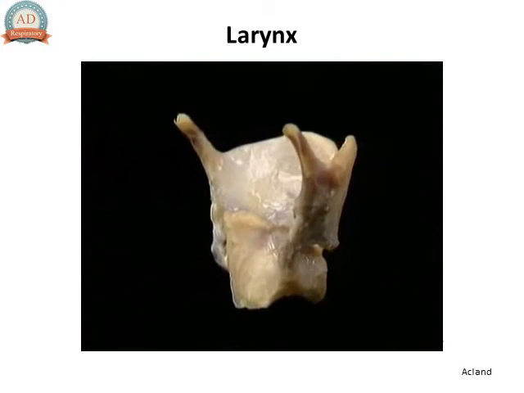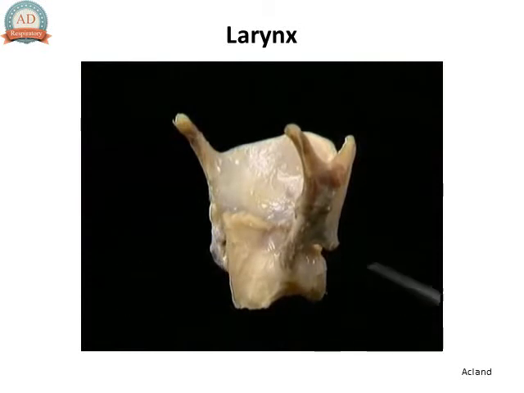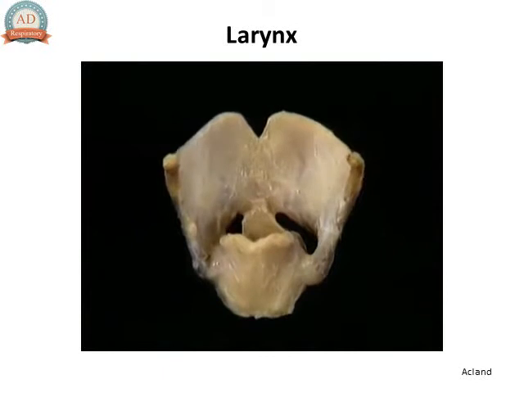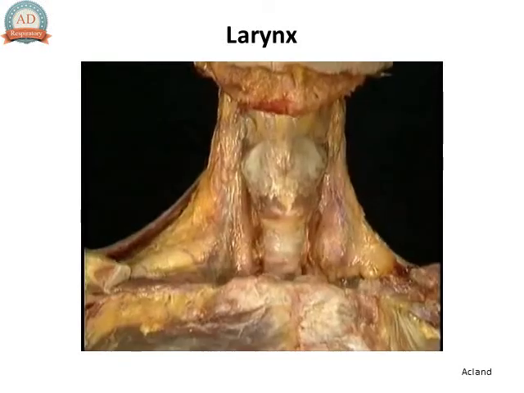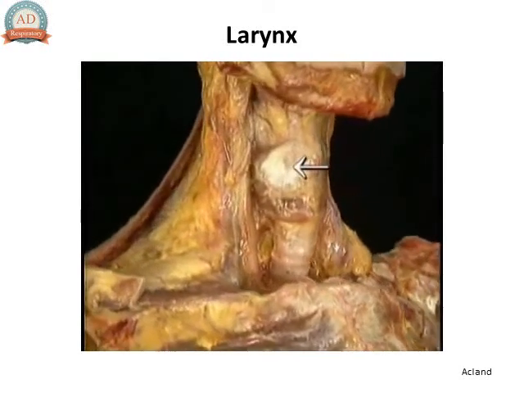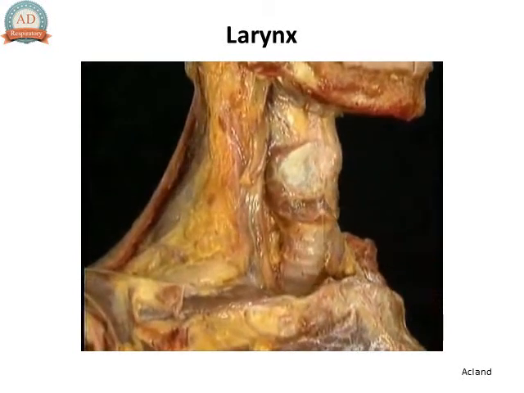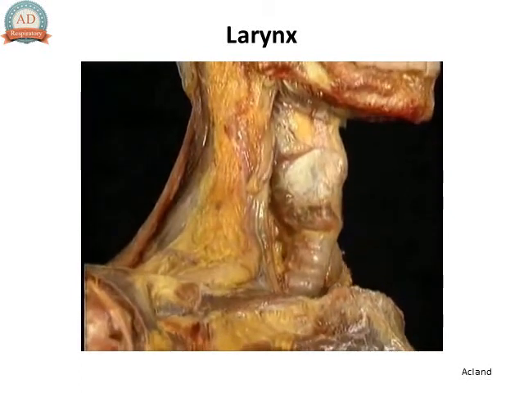The inferior horn of the thyroid cartilage articulates with the cricoid cartilage at the cricothyroid joint. Unlike the thyroid cartilage, which is open at the back, the cricoid cartilage forms a complete ring. Here's the thyroid cartilage. Here below it is the cricoid cartilage, hidden by the cricothyroid muscle. These two cartilages form the framework of the larynx.